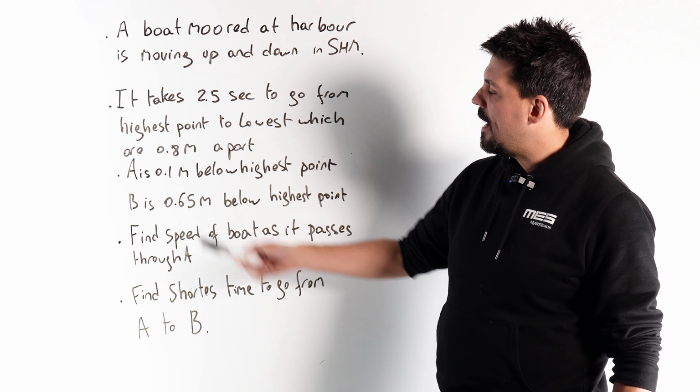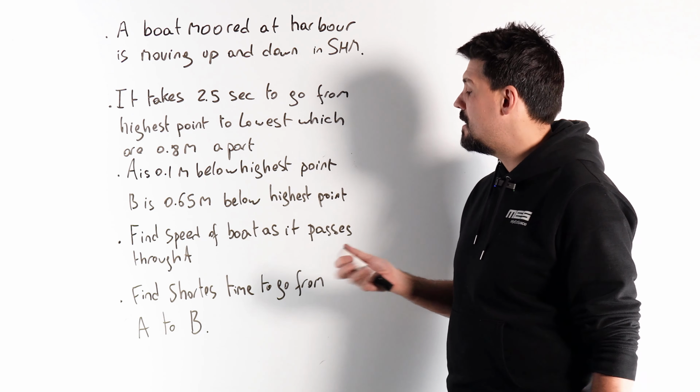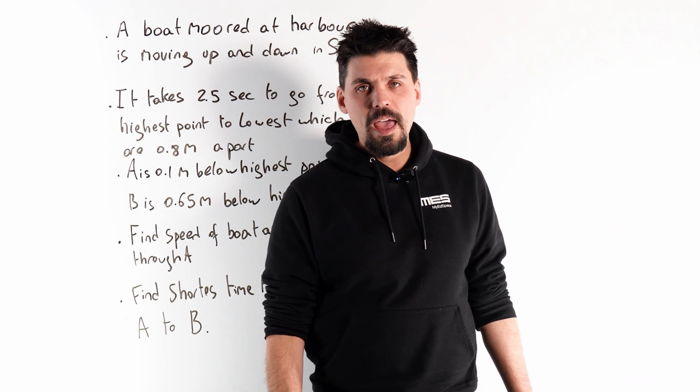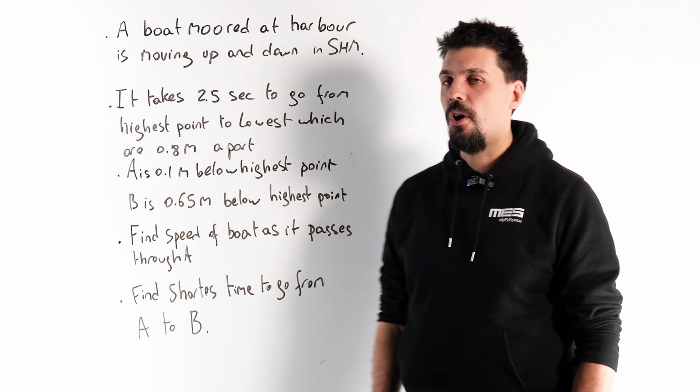There are 2 points. A is 0.1 meters below the highest point. B is 0.65 meters below the highest point. We want to find the speed of the boat as it passes through A, speed, importantly, not velocity, and the shortest time to go from A to B.